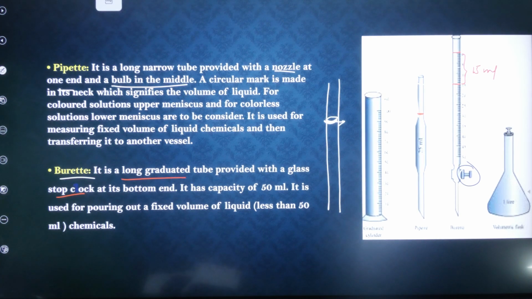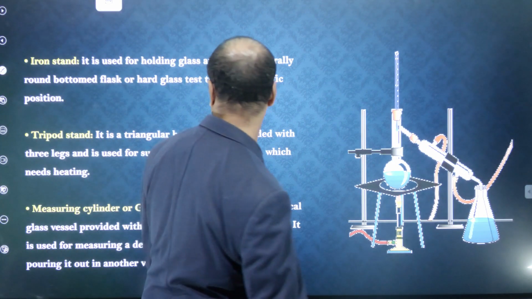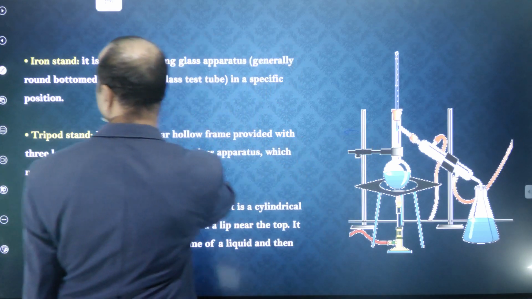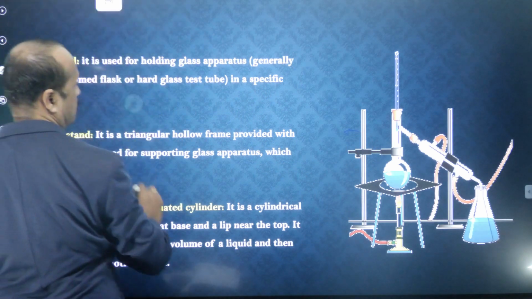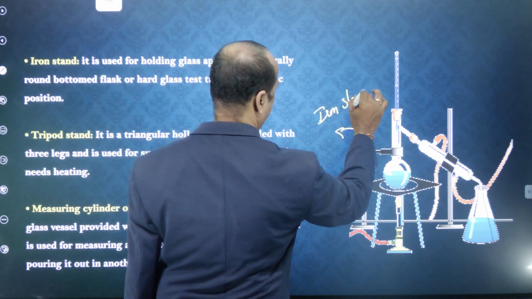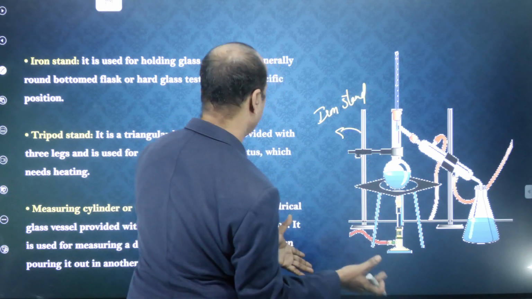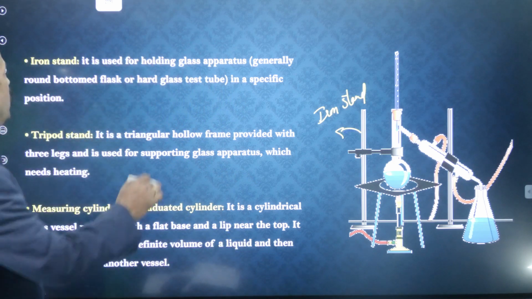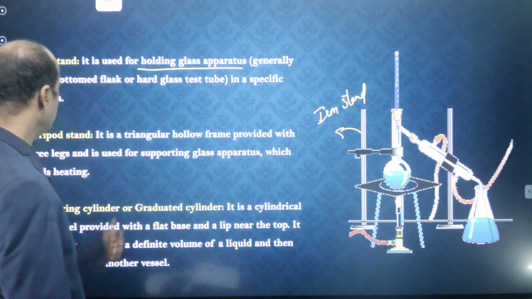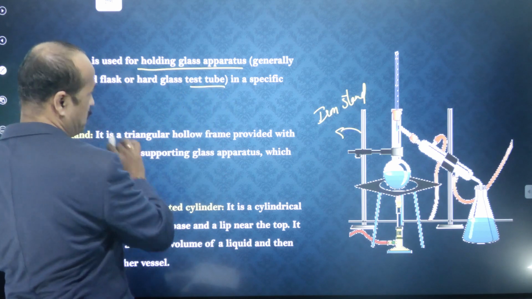Alright, finished. Shall we go to the next one now? Okay, iron stand. So, this is the iron stand. See students here, this is the iron stand. To hold test tubes, beakers, whatever you want to hold, you can hold it. So, it is used for holding the glass apparatus. You can see here, it is used for what purpose? Holding the glass apparatus, and generally round bottom flasks or hard glass like test tubes, in a specific position.